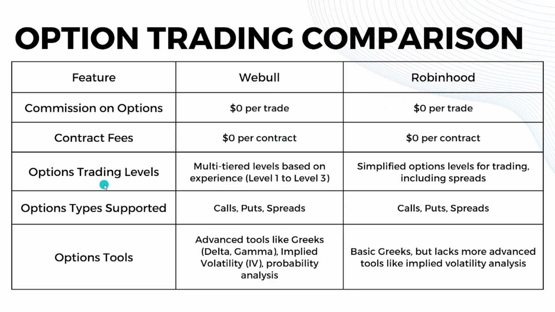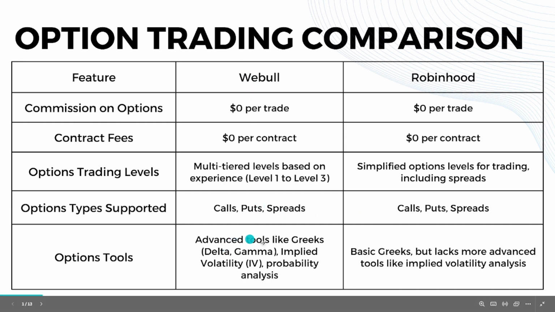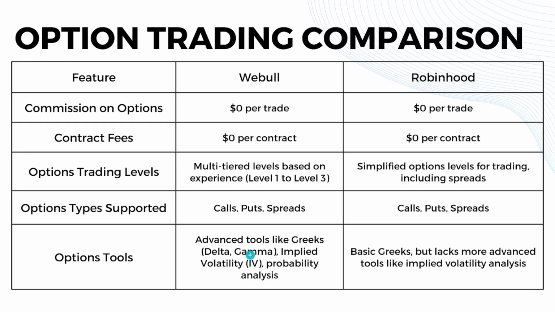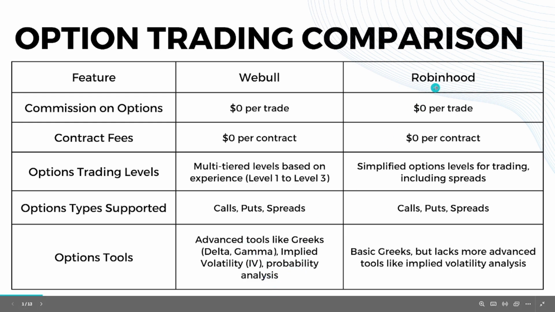When it comes to option trading levels, Webull offers multi-tiered levels based on experience, from level 1 to level 3, while Robinhood has a simplified options level for trading, including spreads. When it comes to option types supported, both platforms, Webull and Robinhood, offer calls, puts, and spreads. When it comes to option tools, Webull has advanced tools like Greeks, Delta, Gamma, implied volatility or IV, and probability analysis. While Robinhood has basic Greeks but lacks more advanced tools like implied volatility analysis.